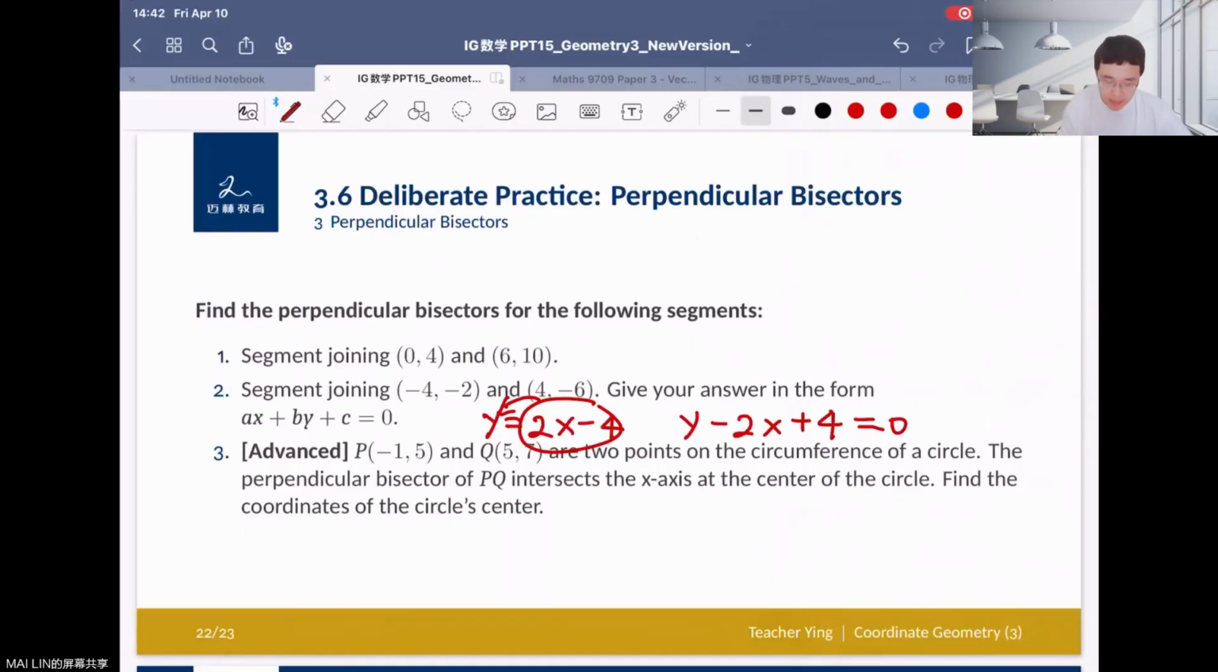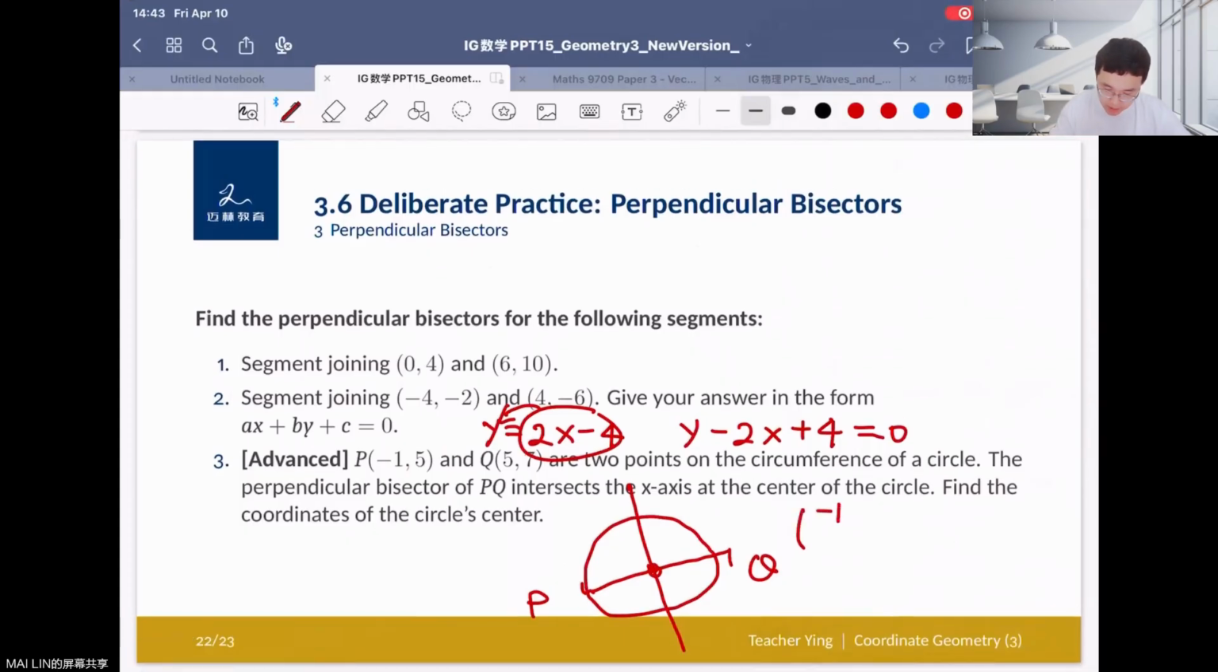And for the third problem, P and Q are on the circumference of the circle, and we have to find the perpendicular bisector of PQ, which intersects the x-axis at the center of the circle. So the bisector intersects at the center of the circle. This point must be the midpoint of P and Q, so that is (-1 plus 5) over 2 and (5 plus 7) over 2. The value is 4 over 2, which is 2, and (5 plus 7) over 2 equals 6.